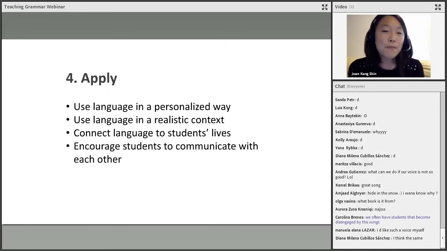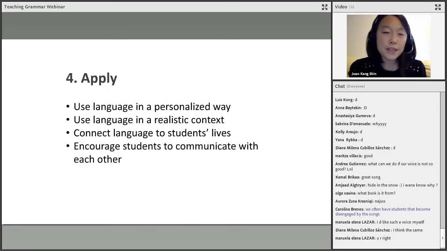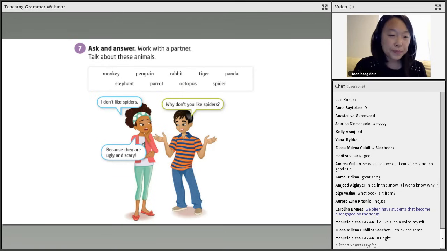Now maybe we're going to use the language more communicatively in a realistic context, and we want to personalize it, meaning connect it to students' lives and encourage students to communicate with each other. So here we go. Now we want to work with a partner and talk about these different animals.